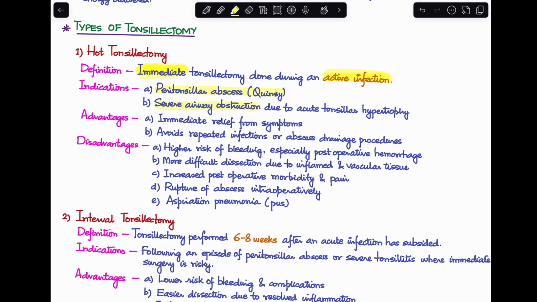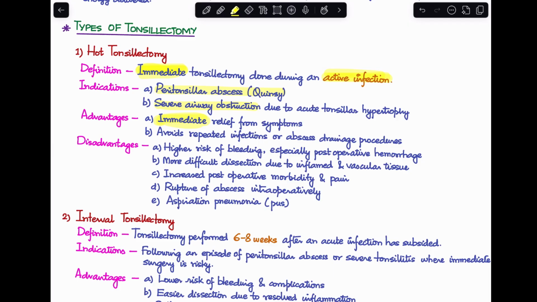Now, what are the advantages and disadvantages of performing hot tonsillectomy? Advantage is that it will give you immediate relief of symptoms in a case of peritonsillar abscess or the severe airway obstruction. Second advantage is it will avoid repeated infections or abscess drainage procedures that may happen in a case of interval tonsillectomy, where you wait for a period of time for the active infection to subside for you to perform tonsillectomy. So these are the two advantages of hot tonsillectomy.